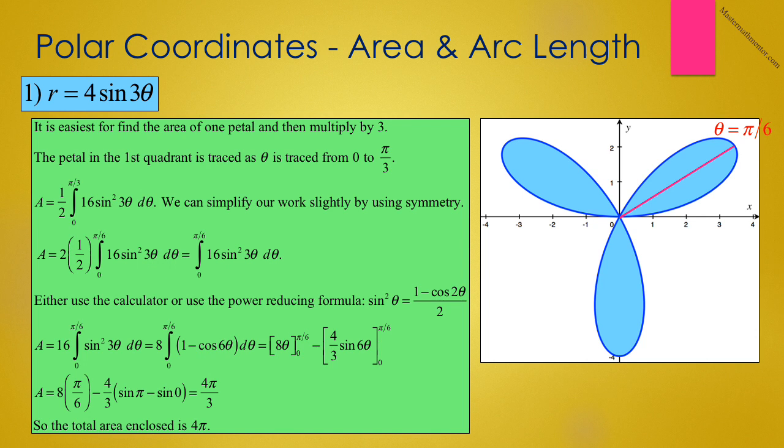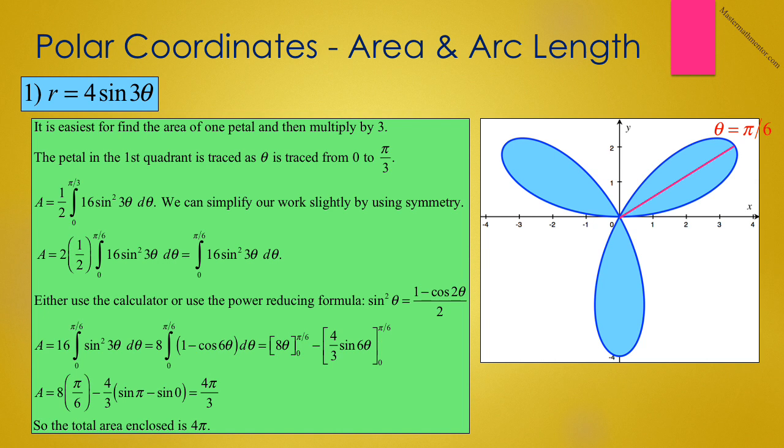That gives 8 times pi over 6 minus 4/3 times the quantity sine of pi minus sine of 0. And that gives 8 times pi over 6, or 4/3 pi, minus 0. So our first quadrant area is 4 pi over 3, and therefore the total enclosed area is 4 pi.